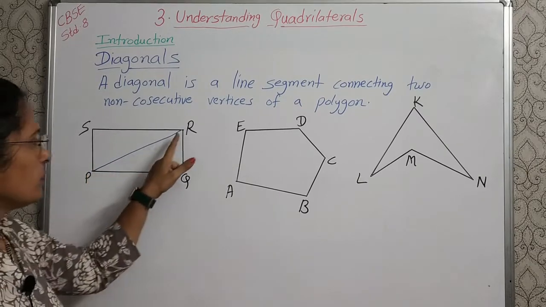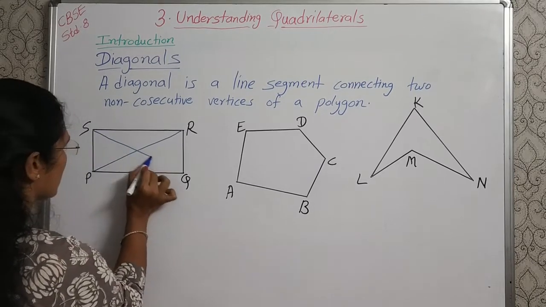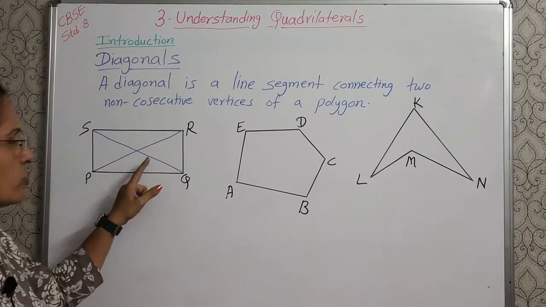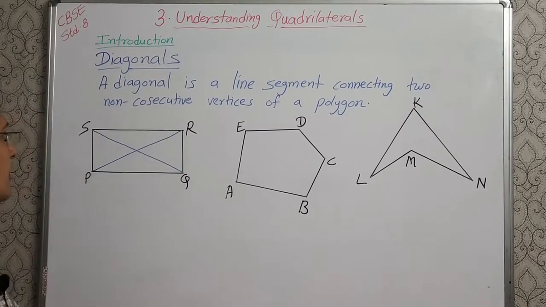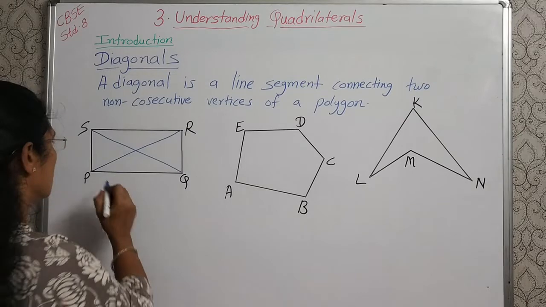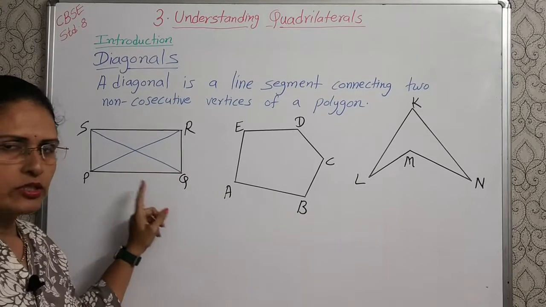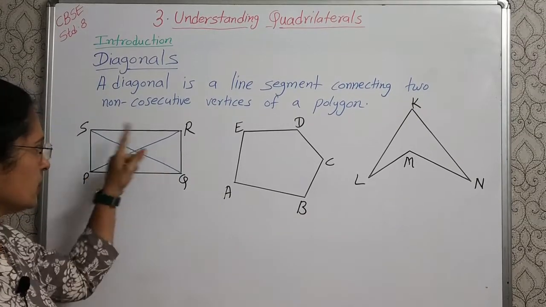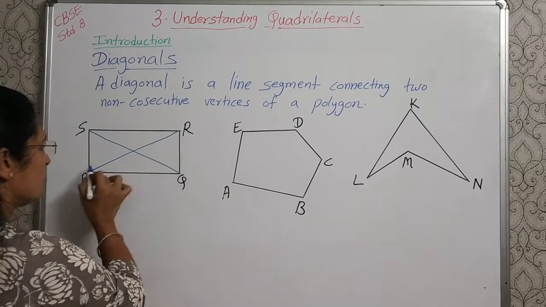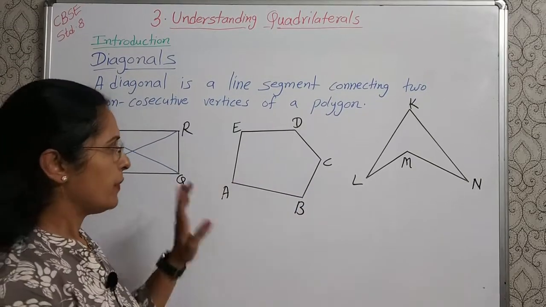So here segment PR is a diagonal. Same here, SQ. If you draw this line segment SQ, then this is also a diagonal of this quadrilateral. Point S and point Q are also non-consecutive vertices. P and Q are consecutive. If you join these two, P and Q, then you get a side of this quadrilateral. So this is a diagonal which I drew in blue color. Now see here, it is a 5-sided polygon, so it is a pentagon.